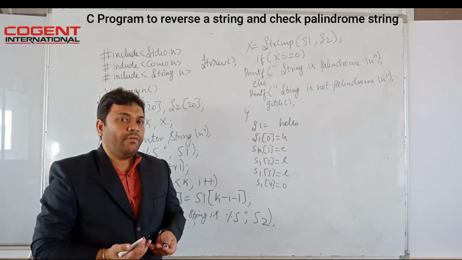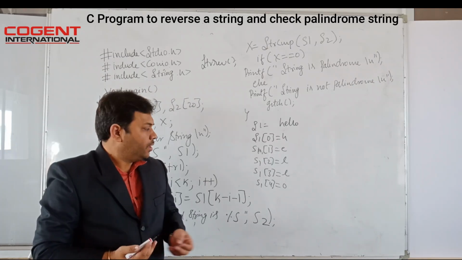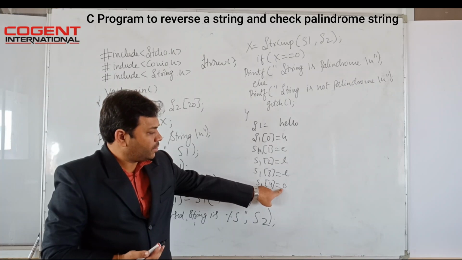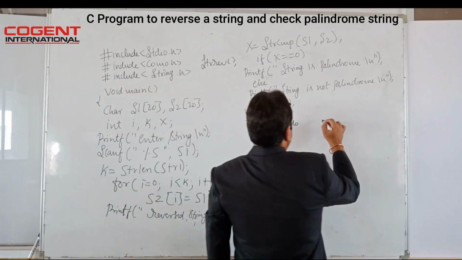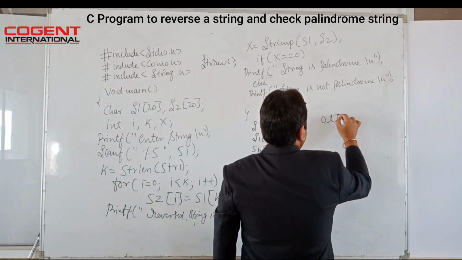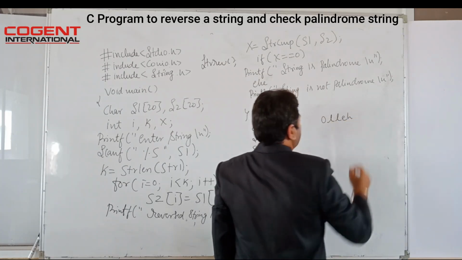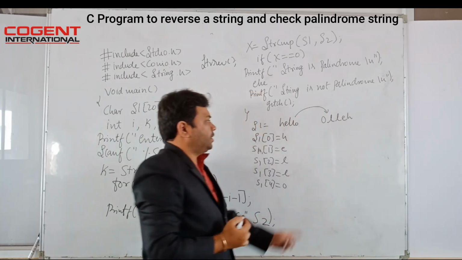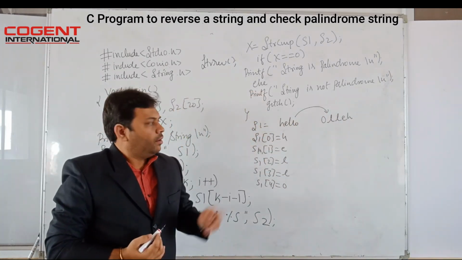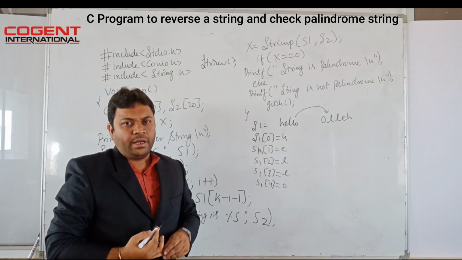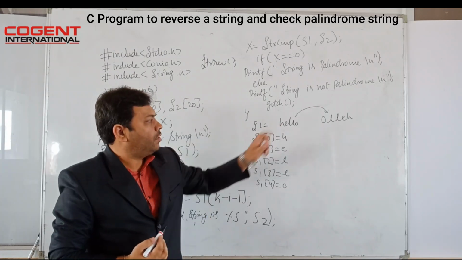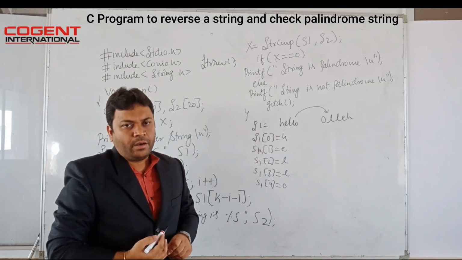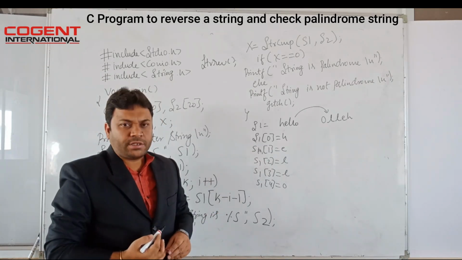Now how are we going to reverse this string? I need to get the output as O L L E H. This is the reverse of this string. This output I need to get at the end. The reverse of the string is OLLEH.